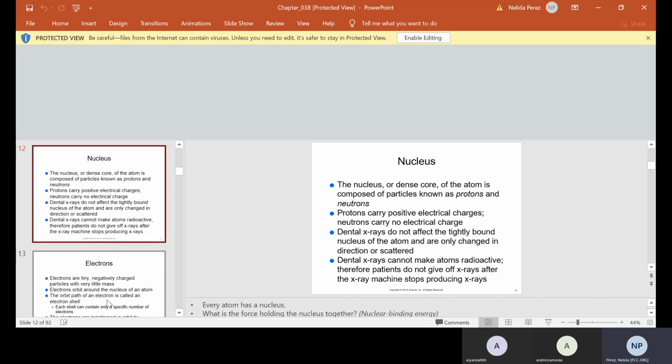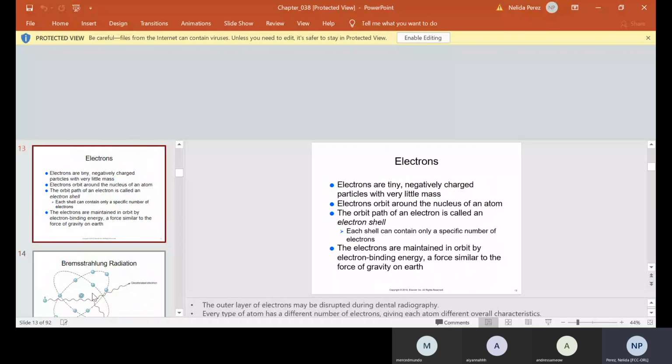Now let's talk a little bit about the nucleus. The dense core of the atom is composed of particles known as protons and neutrons. Protons carry positive electrical charges. Neutrons carry no electrical charge. Dental X-rays do not affect the tightly bound nucleus of the atom and are only changed in direction or scattered. Dental X-rays cannot make atoms radioactive. Therefore, patients do not give off X-rays after the X-ray machine stops producing X-rays. Every atom has a nucleus. Electrons are also tiny negatively charged particles with very little mass. Electrons orbit around the nucleus of an atom.